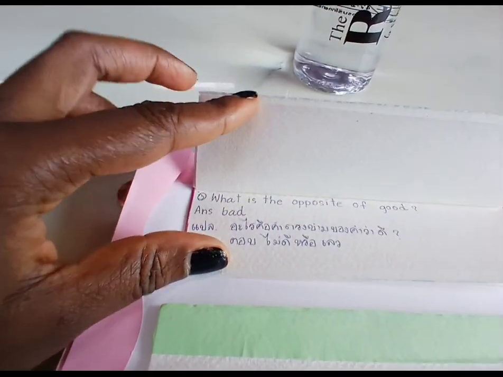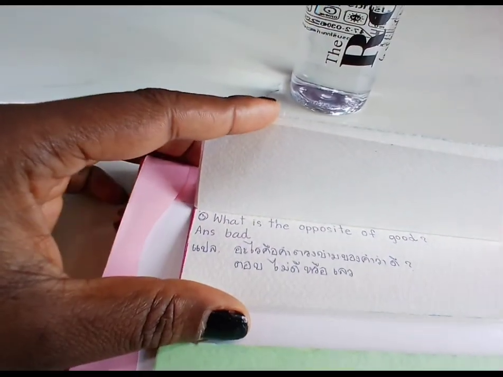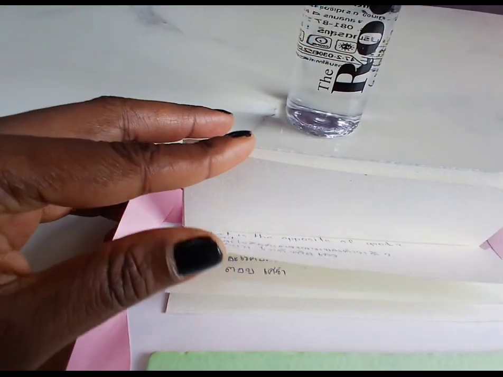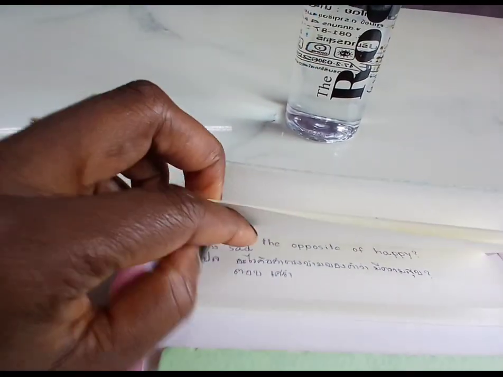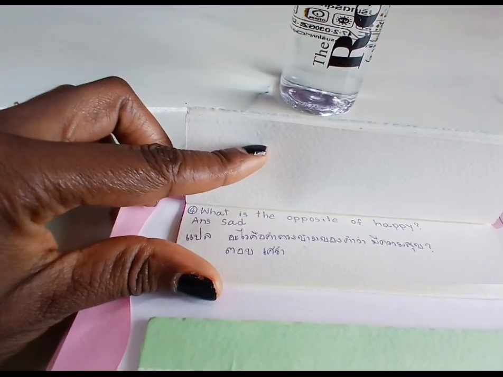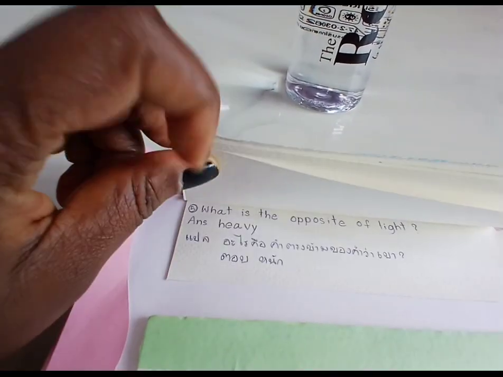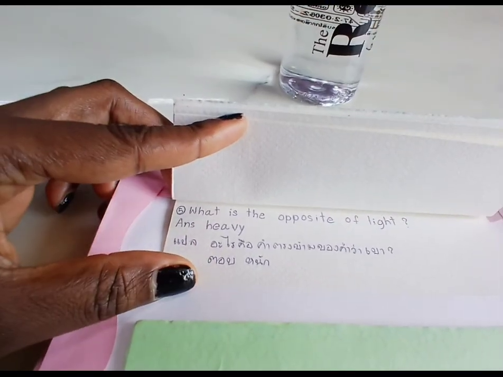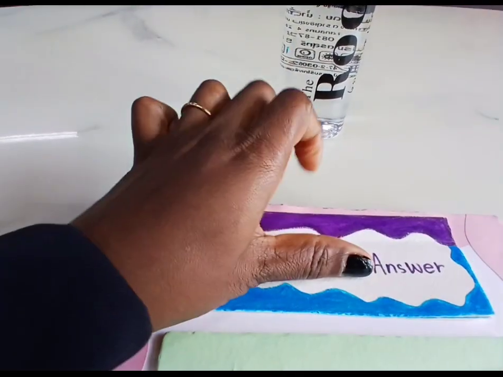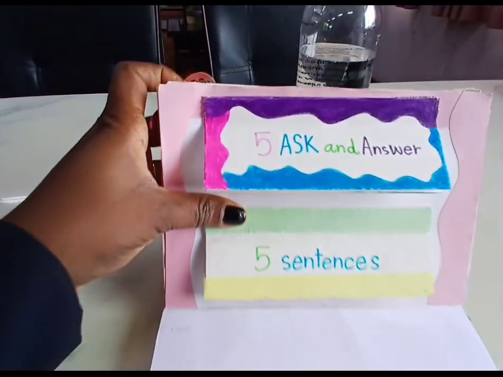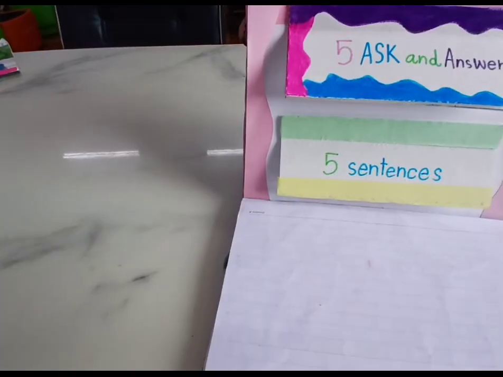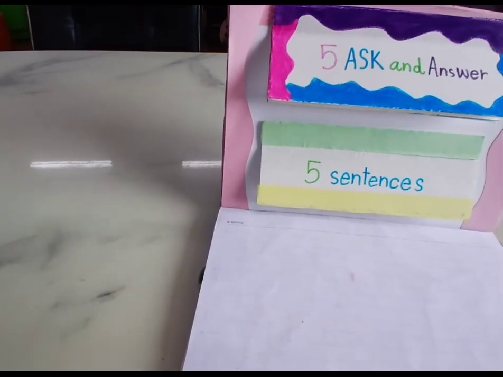You can see from the question and answer, what is the opposite of good? The answer is bad, and they asked it in Thai and English. Number 4, what is the opposite of happy? The answer is sad. Number 5, what is the opposite of light? The answer is heavy. So those are the 5 questions and answers that they have to put inside this book.